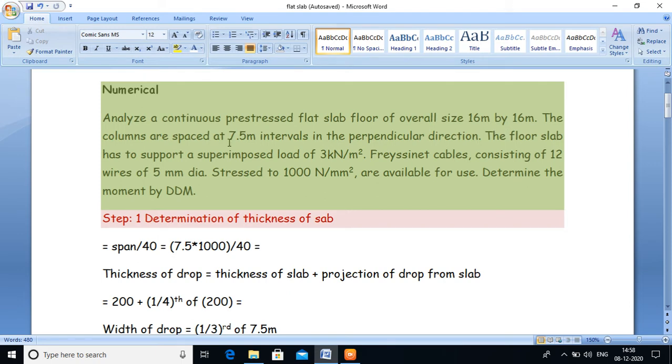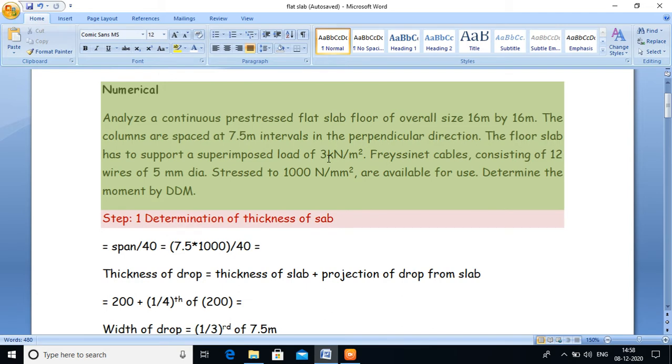The columns are spaced at 7.5 meter intervals in perpendicular directions. The floor slab has to support a superimposed load of 3 kN per meter square. Freyssinet cables consisting of 12 wires of 5 mm diameter stressed to 1000 MPa are available for use, and with the help of this, determine the moments by the direct design method. This is the given condition of the flat slab, and we need to find out the moments for this.